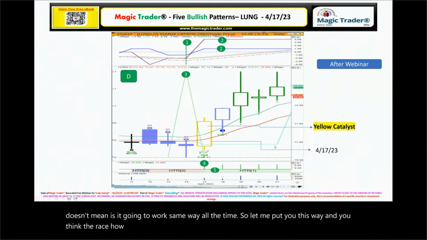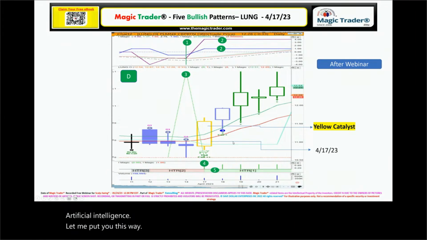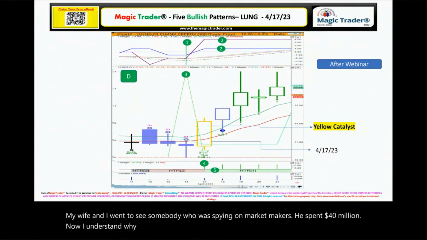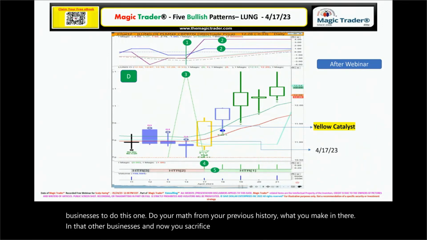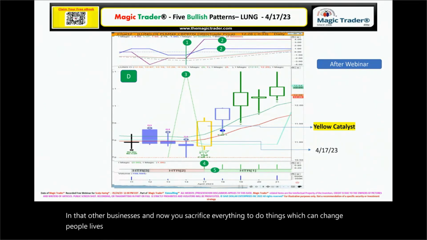How come all of a sudden, in the last few weeks, there is a big buzz of AI, artificial intelligence? Let me put it this way. My wife and I went to see somebody who was spying on market makers. He spent $40 million. Now I understand why $40 million, as a developer. You take time out from other businesses to do this one. Do your math from your previous history, what you made in those other businesses. And now you sacrifice everything to do things which can change people's lives. That is what it was designed for.